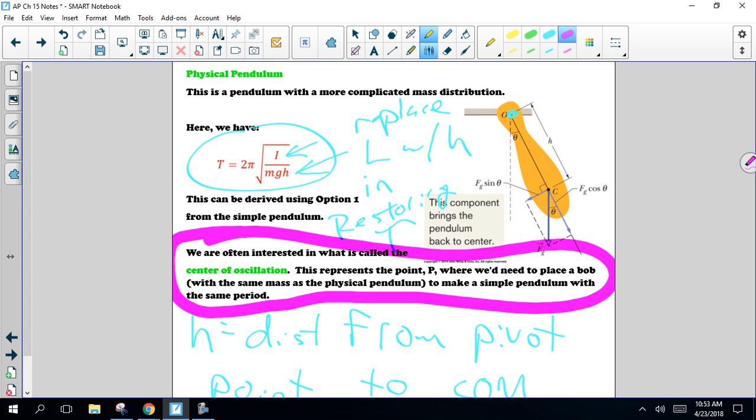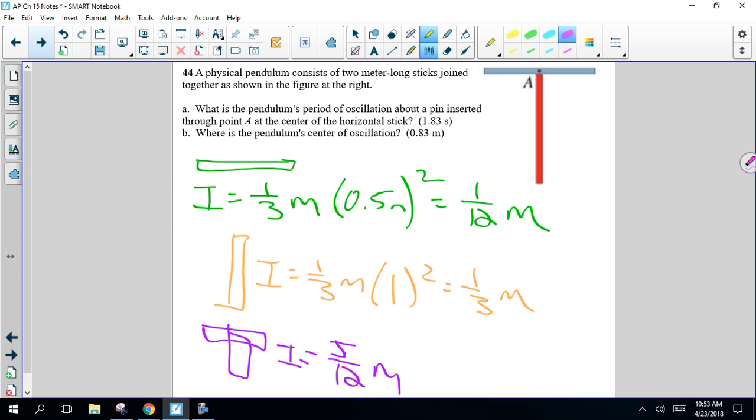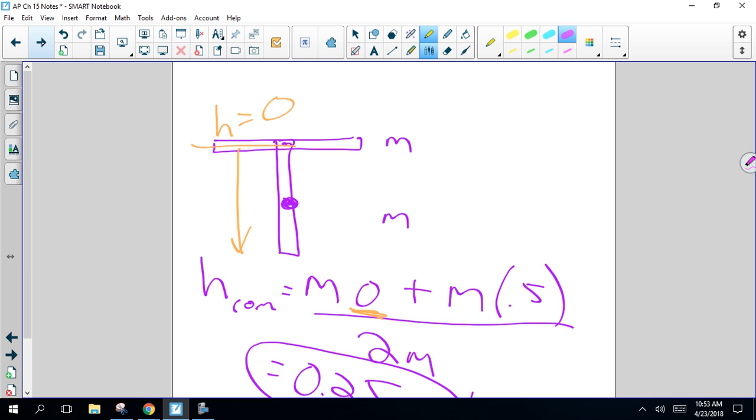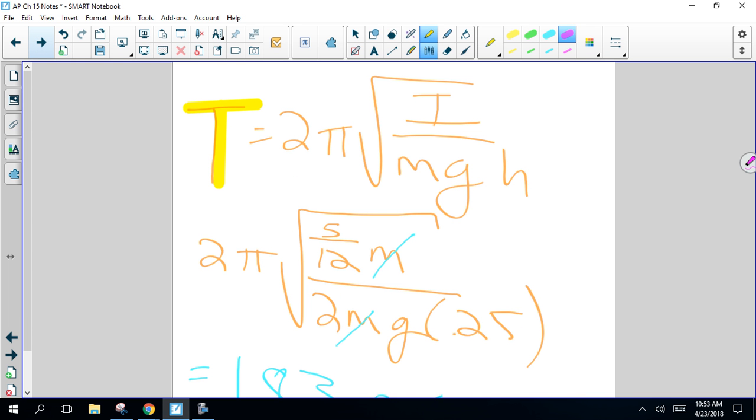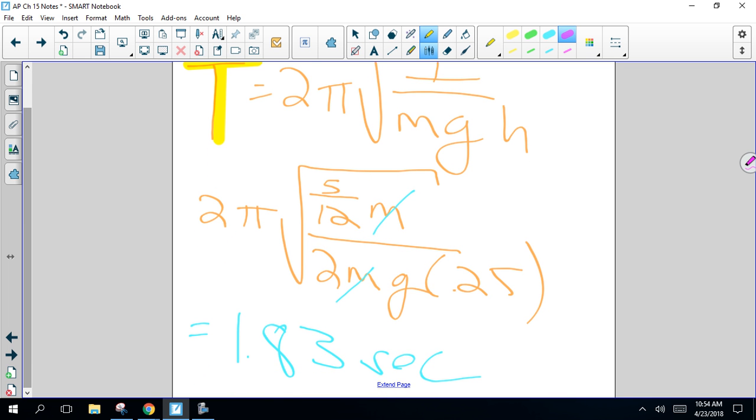All right. So, center of oscillation. It's the point at which you would have to concentrate all of the mass so that the period of that resulting simple pendulum would be the same as the physical pendulum. Follow? So, all you do is you say, all right, well, I know the period of my physical pendulum, right? We just found it. So how do I find the length of the simple pendulum?